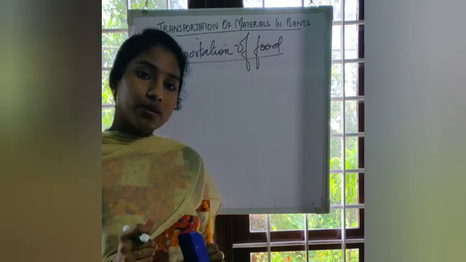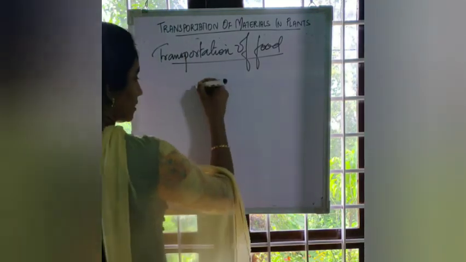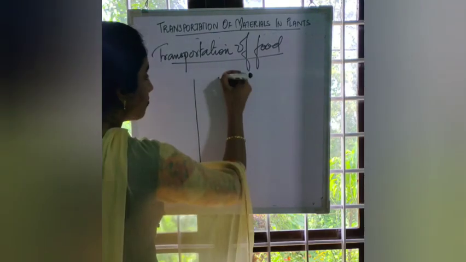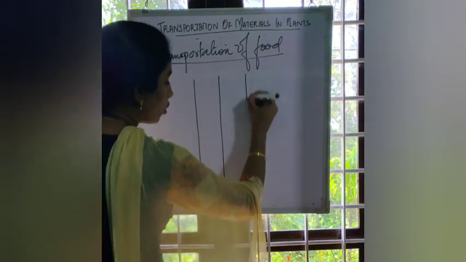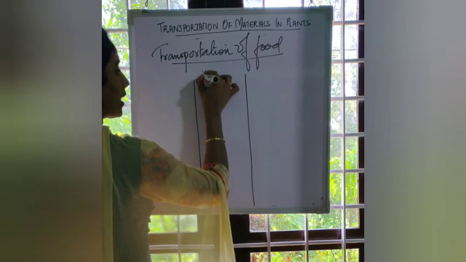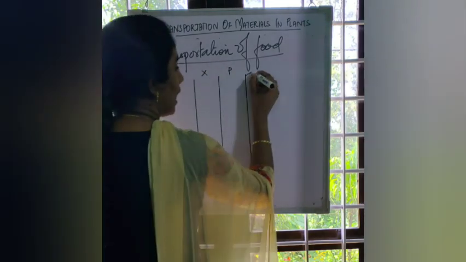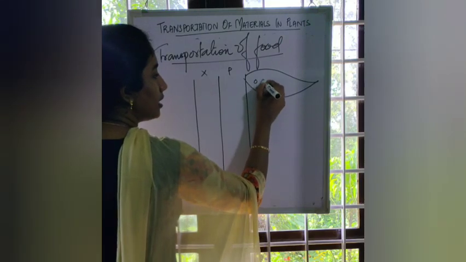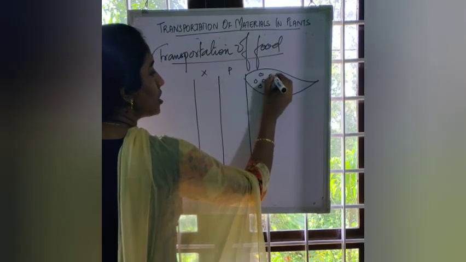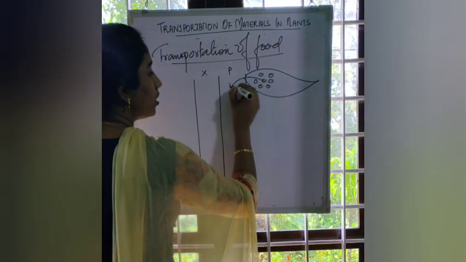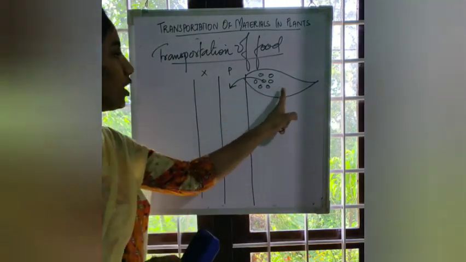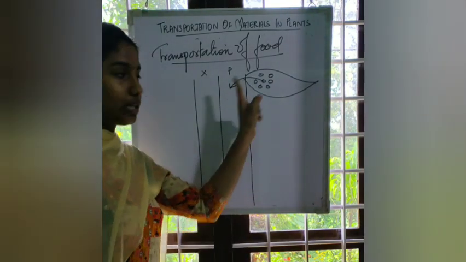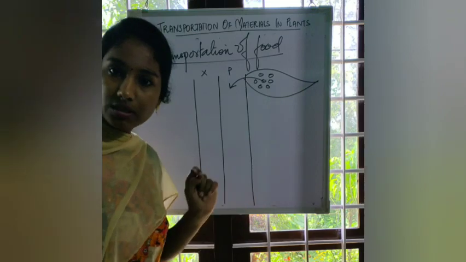So how does this go? Now in a plant, the xylem and phloem lie close to each other. This is the xylem, this is the phloem. Now I have a leaf here. From the leaf, the organic food which is prepared enters into the phloem. And as organic food constantly enters the phloem, again a concentration difference is created.